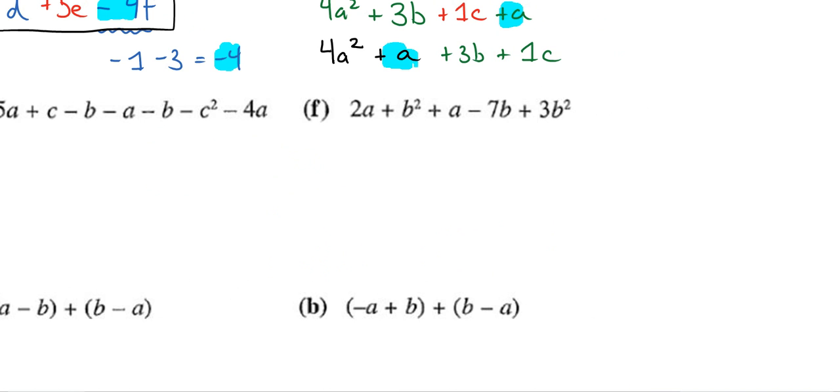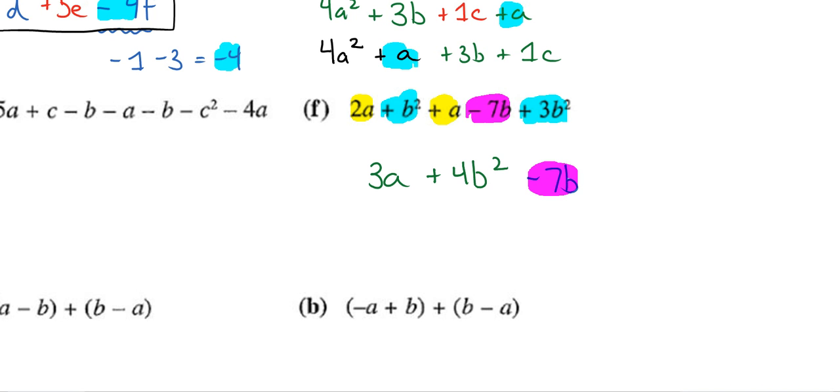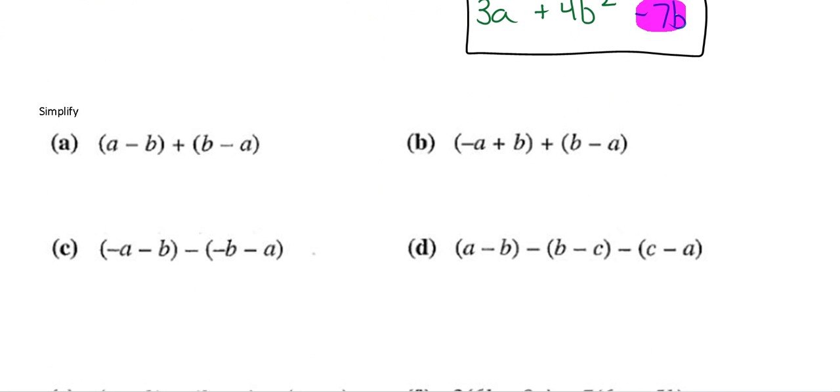Okay, for question F, here's a 2a and a plus a, so that's going to be 3a. And then I have a plus b squared and a plus 3b squared. That's going to give me plus 4b squared. And then I have this minus 7b, which is just this lone term right here because there's only one b term, so there's my final answer. Okay, and that's all it is. We're just collecting like terms and combining them together.